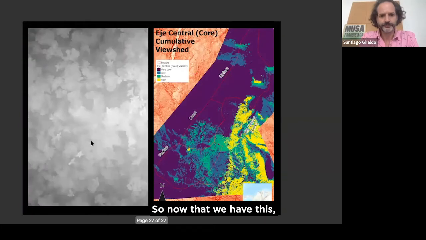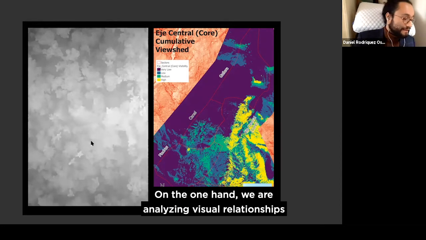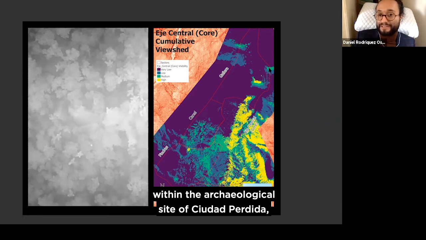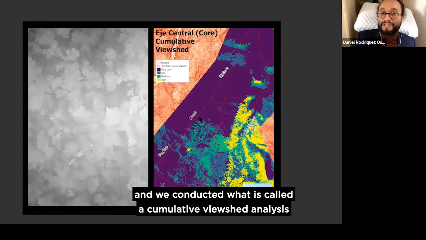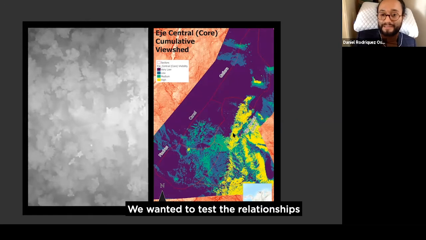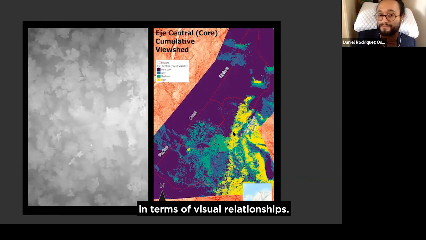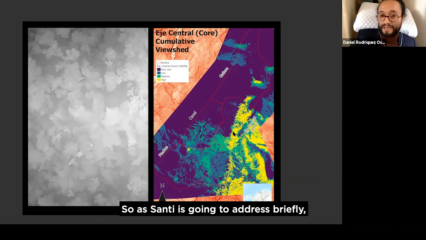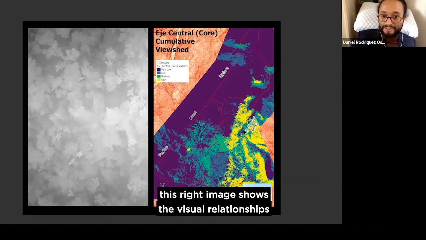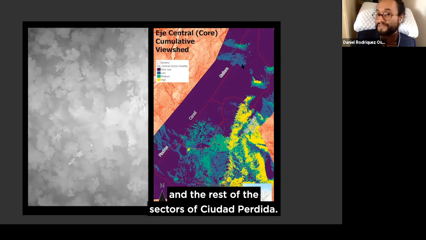So now that we have this, there are future and ongoing analyses that we are conducting. On the one hand, we are analyzing visual relationships within the archaeological site of Ciudad Perdida, and we conduct what is called a cumulative viewshed analysis after identifying the border and limits of the archaeological sites. We wanted to test the relationships between the sectors that comprise Ciudad Perdida in terms of visual relationships. As Santi is going to address briefly, this right image shows the visual relationships between the Eje Central, or core area, and the rest of the sectors of Ciudad Perdida.